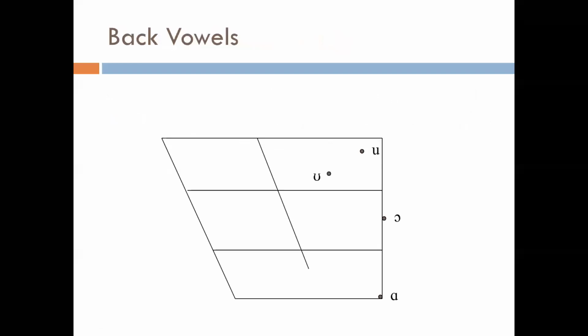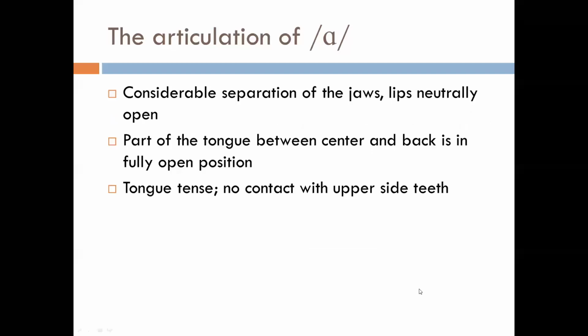Okay, moving to the back of the mouth. We have all of these vowels. Here I put the symbols here, and we're going to go around in sort of a U shape and start low and move our way back up in the mouth.